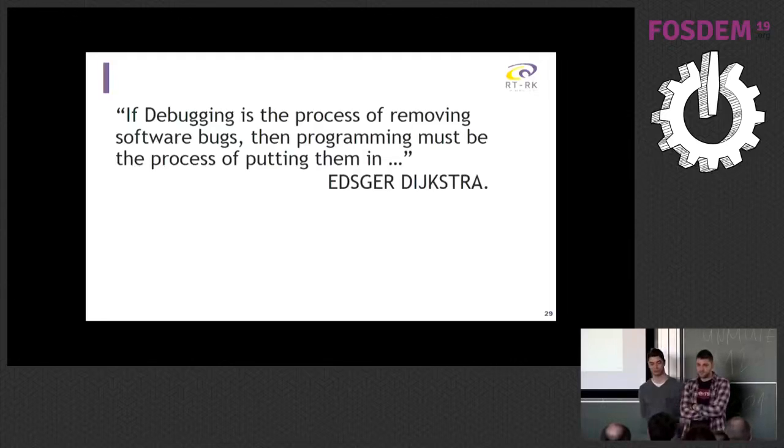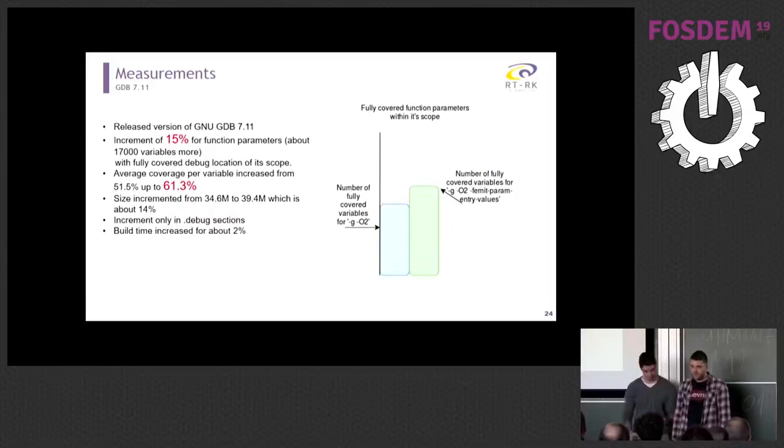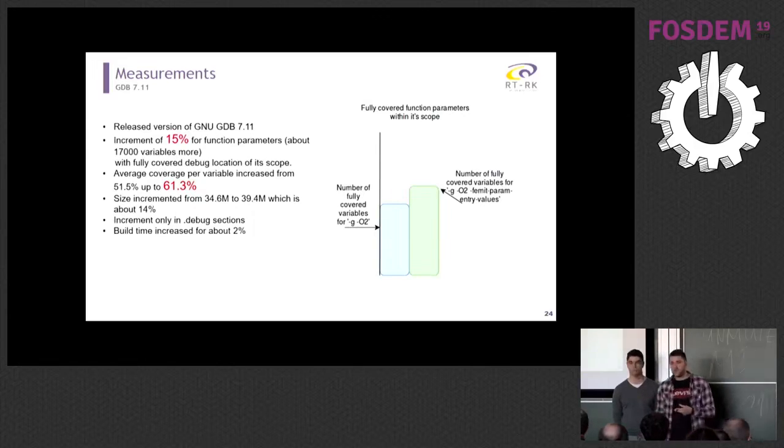I was curious about the slide where you showed the measurements. You show -g -f emit param entry values. Is that -f flag added into the -g groups or any of the -g level groups, or is it something I explicitly need to enable? So the question was, do we include this -f emit param option in the -g default options? Actually, for now, no.